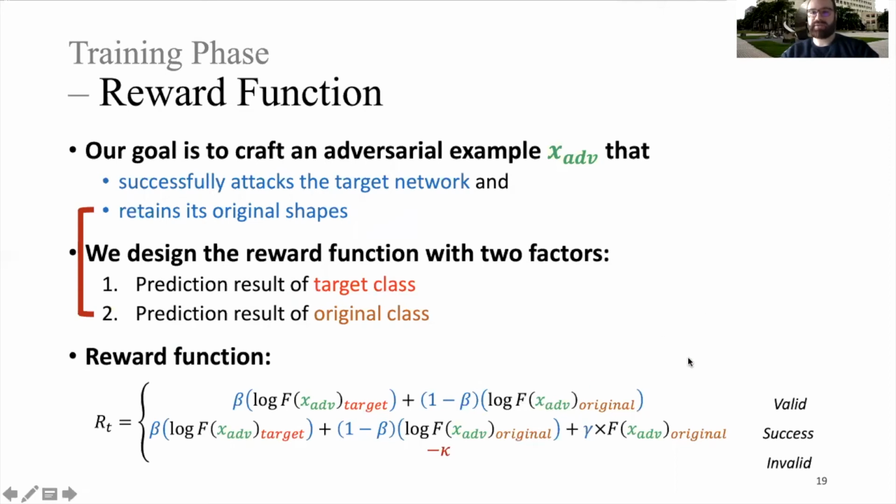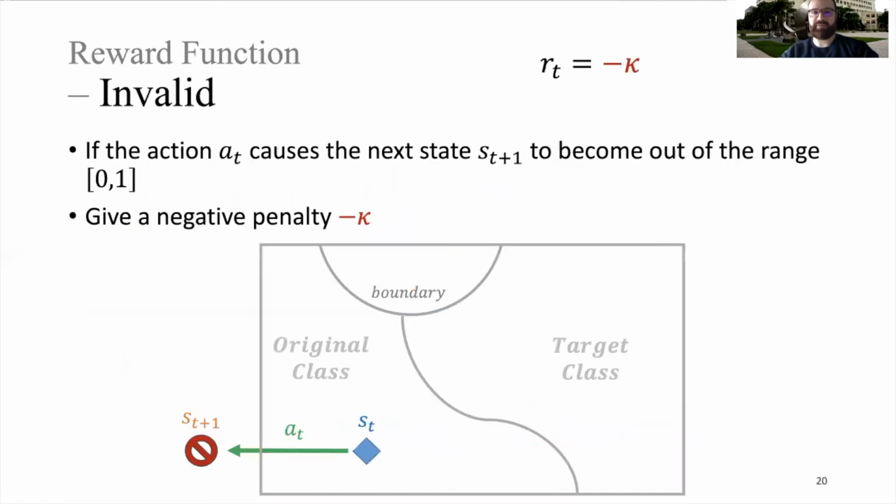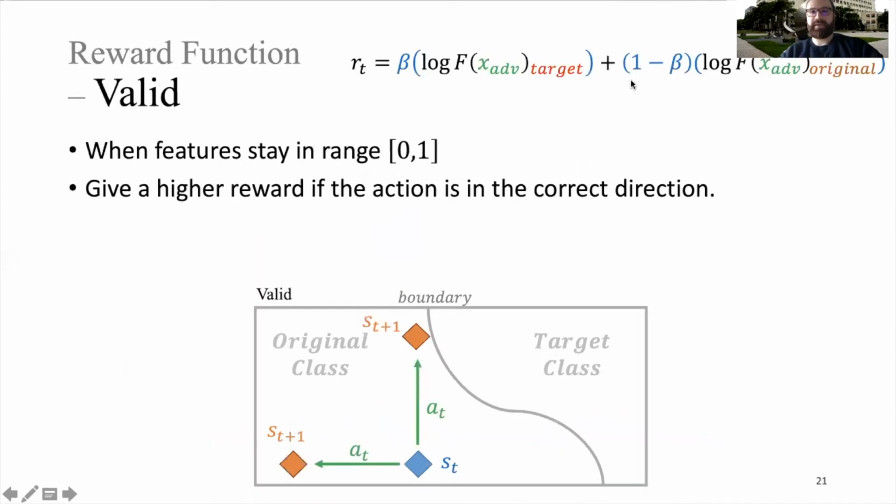In the following slides, I will go into the details of each of these conditions, and then we will see how it works. As we discussed, the range of our features is between 0 and 1. So if the agent takes any action that takes us beyond that space, then we will say that this action is invalid, and we would punish the agent with a very high penalty, minus kappa.